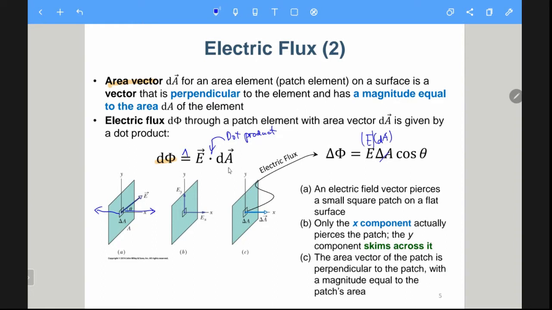So this is the magnitude of the E vector. This is the magnitude of the area vector. And then we need to multiply it by cosine of theta. Theta is the angle between E and dA. So we need to multiply by cosine theta. I suppose you should have learned it in high school physics or high school mathematics. So this is the inner product, how it operates.